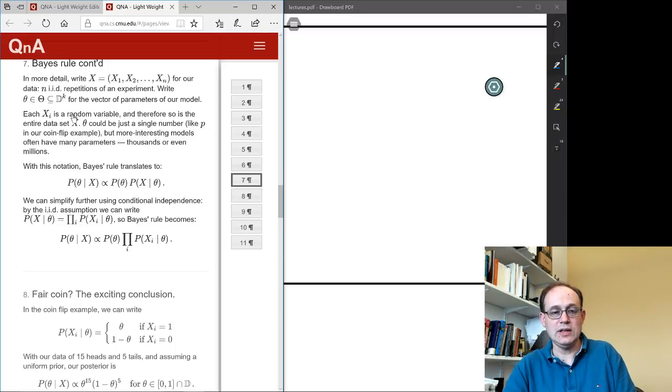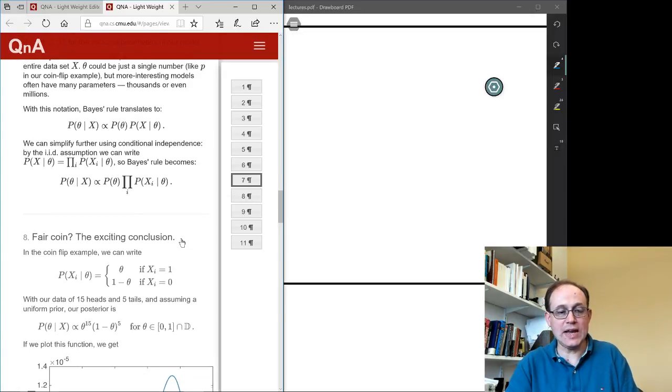And so with this notation, Bayes' rule says probability of parameters given data is proportional to the probability of parameters times the likelihood, the probability of data given parameters. You'll see this form of Bayes' rule often, and you'll also see this form, which uses the IID assumption. By conditional independence, P of x given theta is the product of all P of xi given theta.